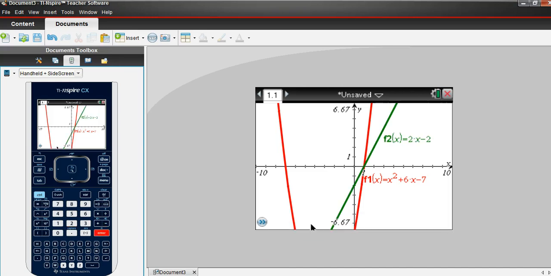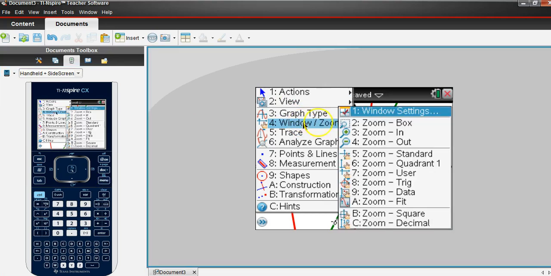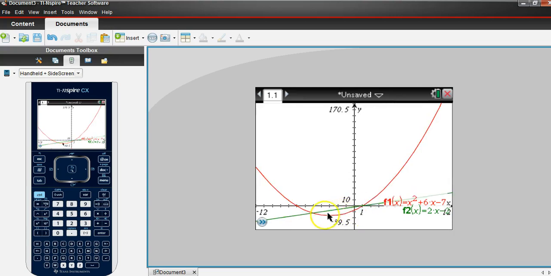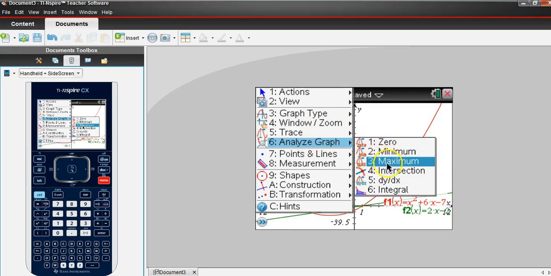So I'm going to type in 2x minus 2. Click enter. It's kind of hard to see what's going on in my graph. So what I'm going to do is I'm going to click menu. I'm going to go to window. And I'm going to do zoom fit. So zoom fit is letter A. And now I can kind of see exactly where these 2 points are intersecting. So again, I know it's going to have 2 solutions. To figure out what they are, I'm going to go to menu, analyze graph, intersection.